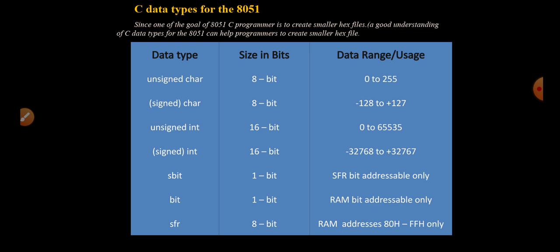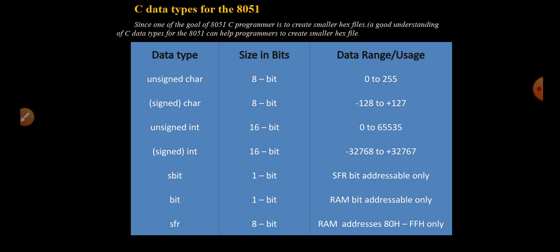Okay, then we have the signed character. The signed character is an 8-bit data type that uses the most significant bit, that is bit D7, the MSB bit, as a sign bit to represent whether the value is negative or positive, and the remaining 7 bits are used to represent the magnitude.